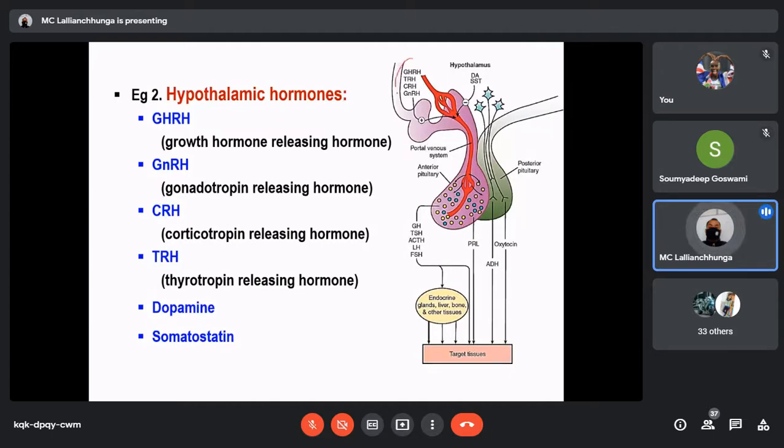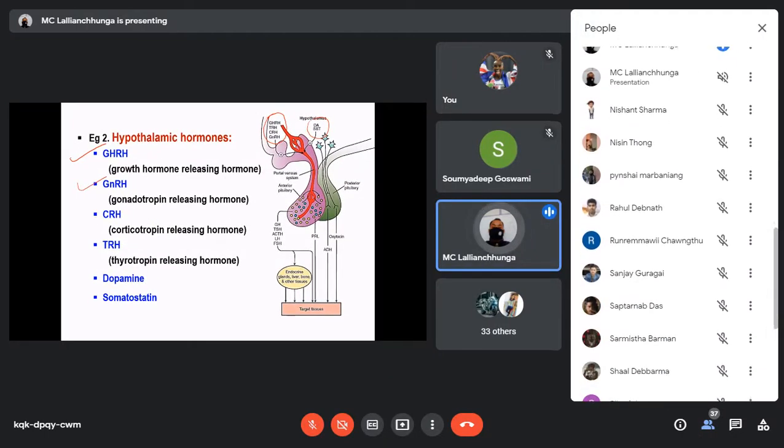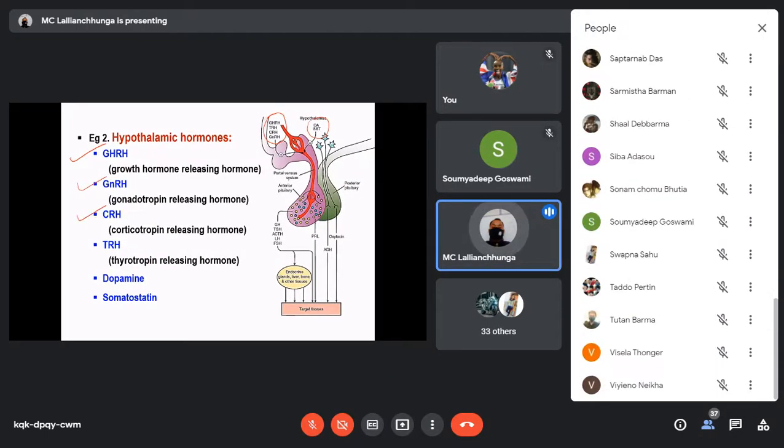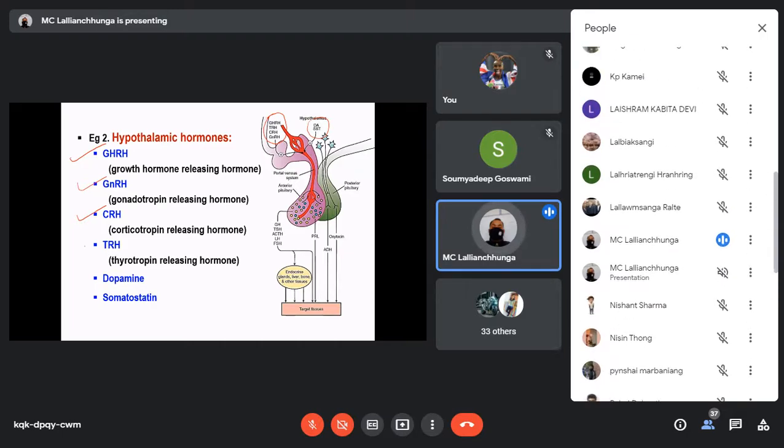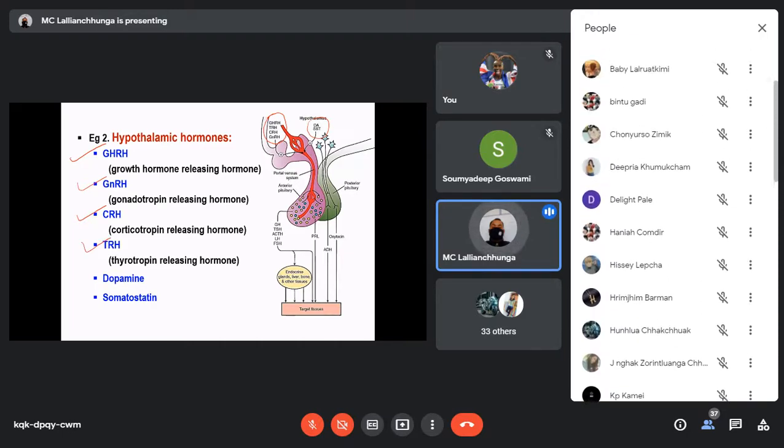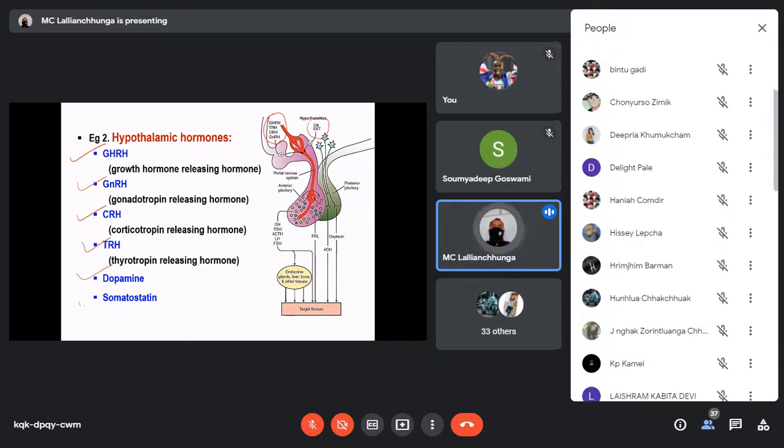The second example is that the hypothalamus, apart from oxytocin and ADH, is also producing six factors or hormones. Number 1 is GHRH, growth hormone releasing hormone; number 2, GnRH, gonadotropin releasing hormone; number 3, corticotropin releasing hormone; number 4, thyroid releasing hormone; then dopamine and somatostatin.